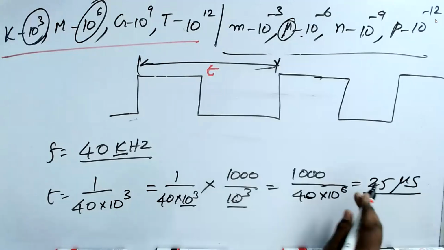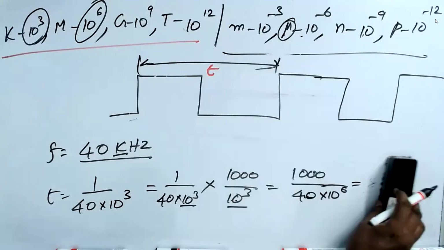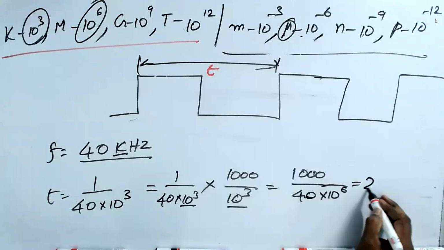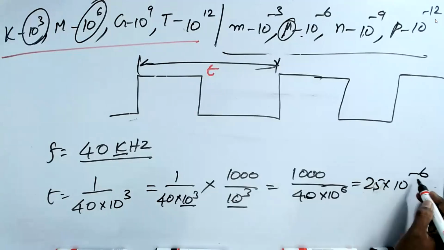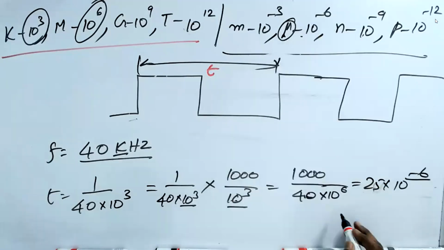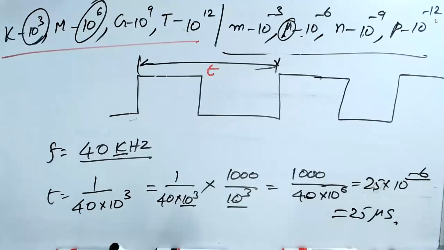So you can write it like this: 25 into 10 power minus 6, which is 25 microseconds. Understand? Let me leave this page as such. So try to do these sums in the next 5 to 10 minutes. I'll come back after the break.